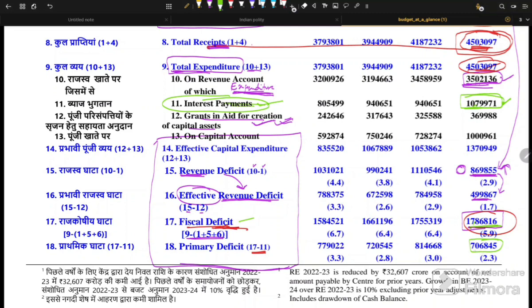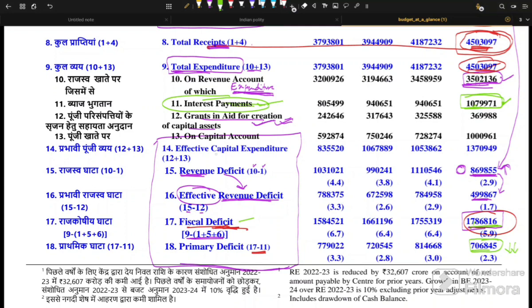If the primary deficit is going down, it means interest payment is bigger. Okay, it means the borrowing of the government is not for creating assets, it is just for revenue expenditure. This is the essence of the term. Okay, you need to understand this. Okay, think, pause, think, and mull over it.